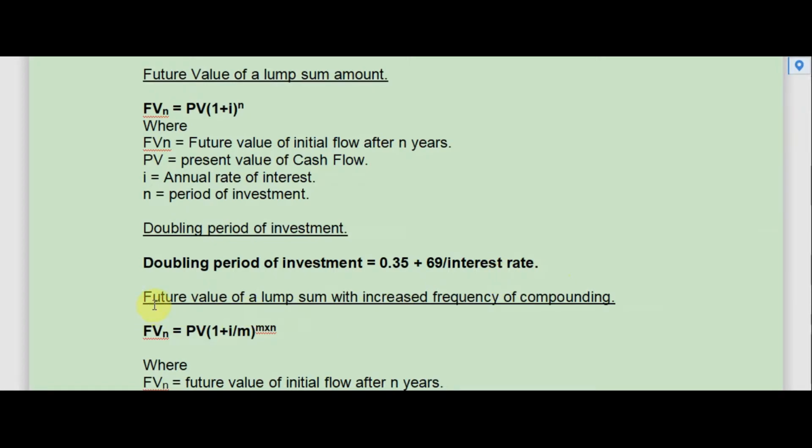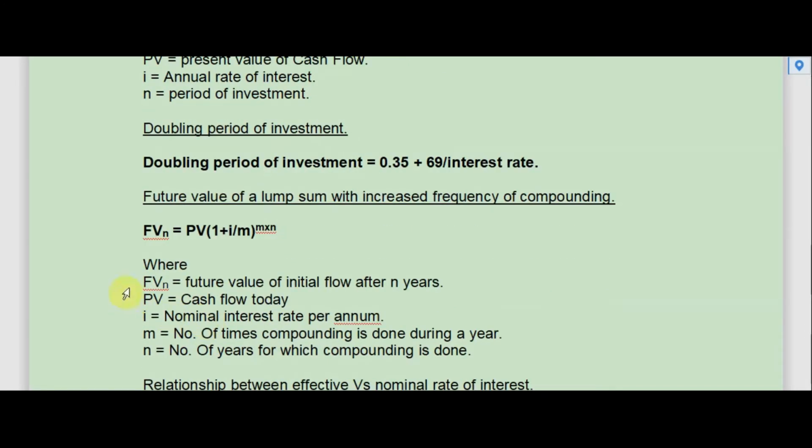Now, how do you calculate the future value of a lump sum with increased frequency of compounding? It is FV_n = PV × (1 + i/m)^(m×n), where FV_n equals the future value of initial flow after n years, PV equals cash flow today or present value of cash flow, i equals the nominal rate of interest per annum, m equals the number of times compounding is done during a year, and n equals the number of years for which compounding is done.